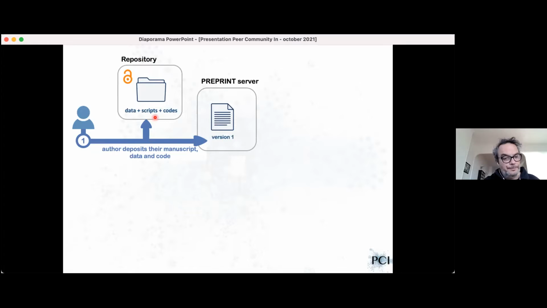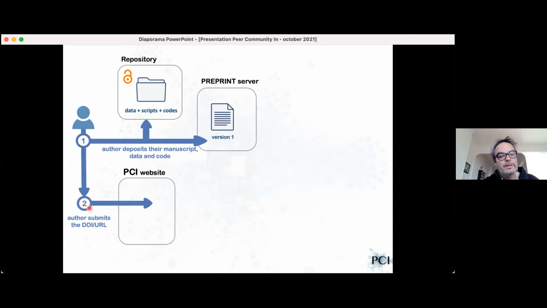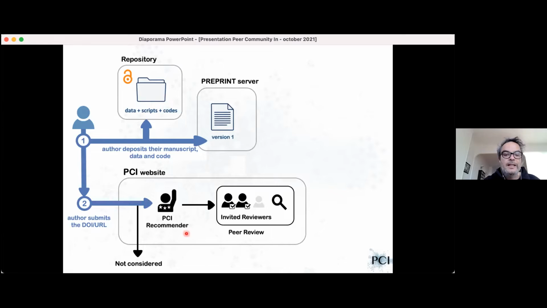This is important. And at the same time, you also submit your preprint to one of the PCIs, for instance, Peer Community in Genomics. So you go to the website, you submit the DOI of the preprint and the DOI of the data, scripts, and code. And when you do that, you also suggest a list of 5 to 10 associate editors of the PCI. And these associate editors, we call them PCI recommenders.